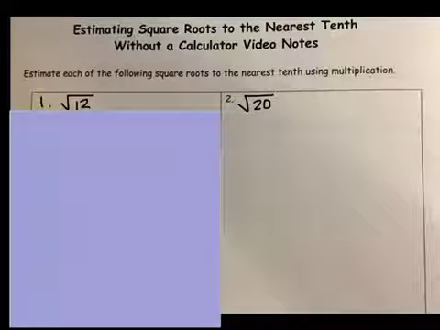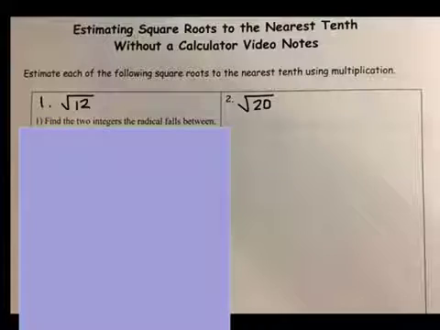So we've already worked a little with approximating square roots, finding what integers a square root's between, but now we're going to estimate to the nearest tenth, so get an even closer approximation. So for number 1, we're working with the square root of 12. The first thing we're going to do is find the two integers the radical falls between.